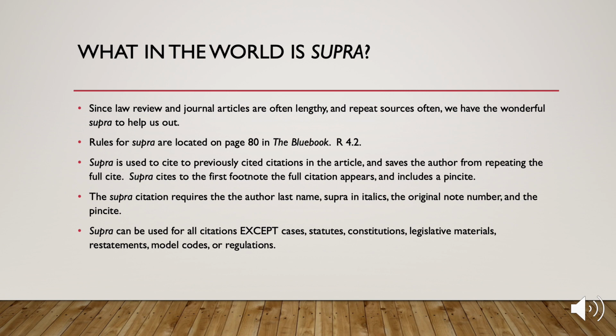Supra is used to cite previously cited citations in the article and saves the author from repeating the full cite. Supra cites the first footnote where the full citation appears and includes a pin site. The supra citation requires the author's last name, supra in italics, the original note number, and a pin site. Supra can be used for all citations except cases, statutes, constitutions, legislative materials, restatements, model codes, or regulations.